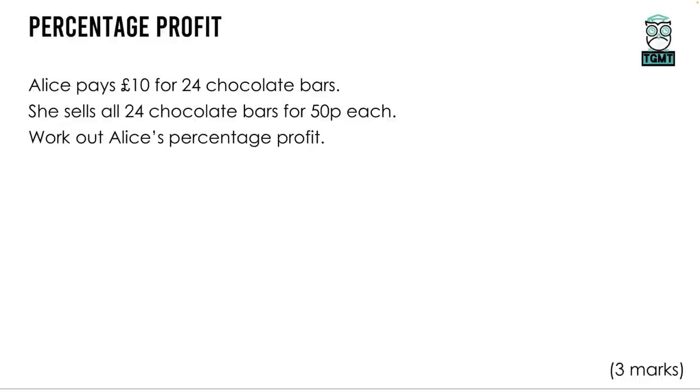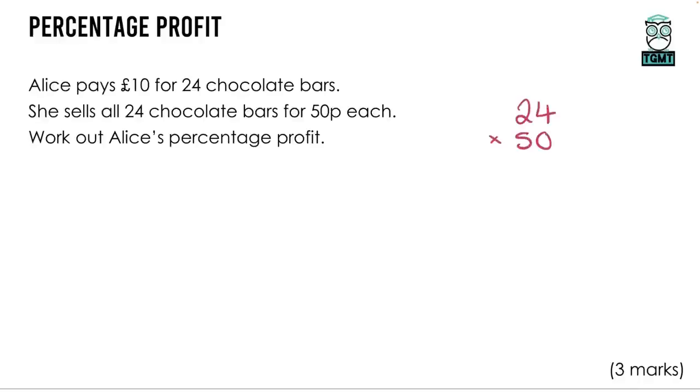We know she paid £10, but what does she actually sell them all for? Well, she sells 24 chocolate bars for 50p. So in terms of looking at this as an amount of profit, we need to first work out 24 times 50p. Now that's in pence, the other's in pounds, so it's completely up to you whether you turn that into pounds first, but I need to do 24 times 50.